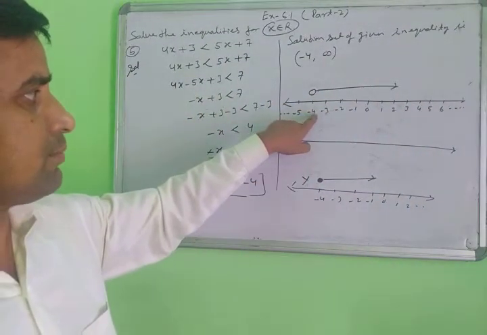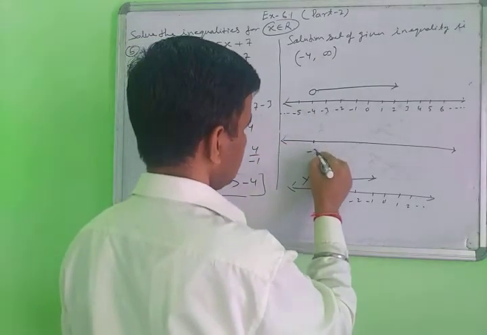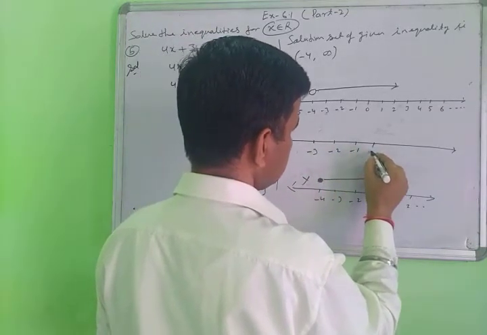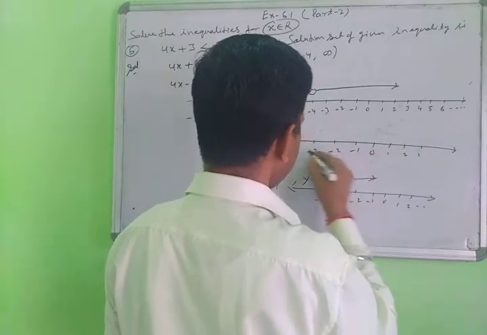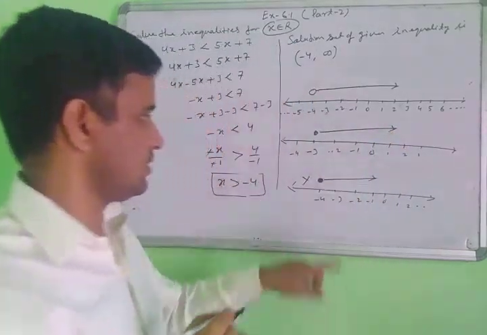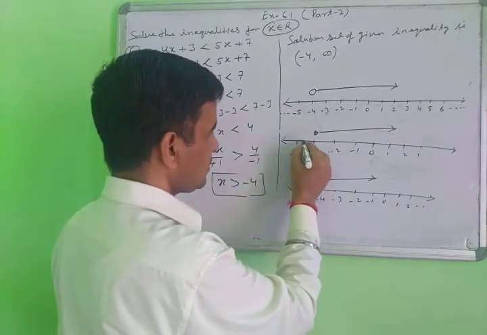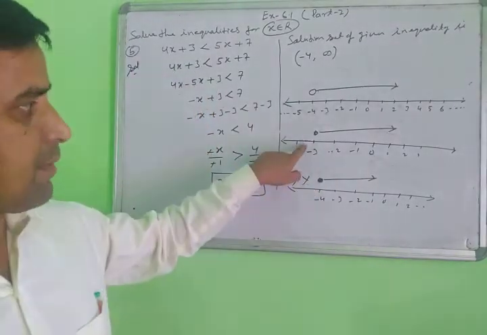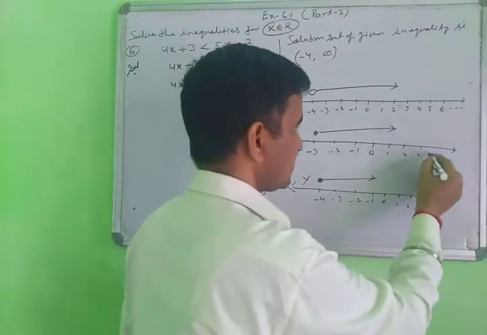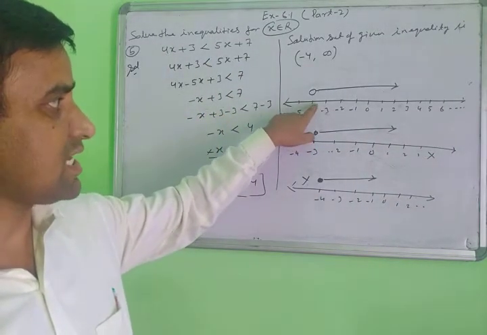Minus 4 is not included, but numbers greater than it are included. Don't represent it in this other way. Minus 4 is not included, but these are parts of the real numbers between minus 4 and minus 3, and they are included. Don't use that way, it is wrong. This will be correct. Only minus 4 is not included, but the rest is included.